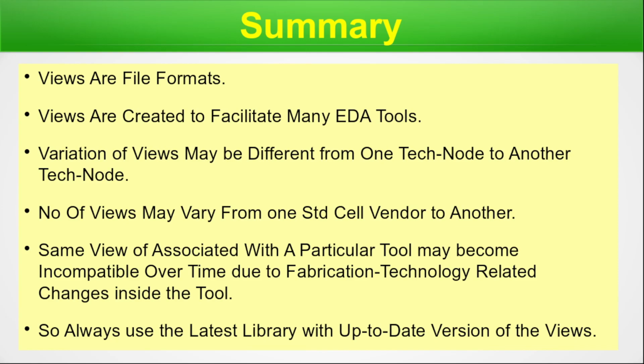So it is suggested that you always use the latest library with up-to-date versions of the views. So you start designing and you see the views are almost 7-8 months older. It's better that you check with your IP vendor or the foundry whether there is a latest version of the cells before you even start designing your unit cell or unit part of your design. This is because if the IP vendor or the foundry has released the latest version of the IPs, there might be a lot of technology related changes and or tool related changes. So it is always good practice to ask for the latest libraries while you design.